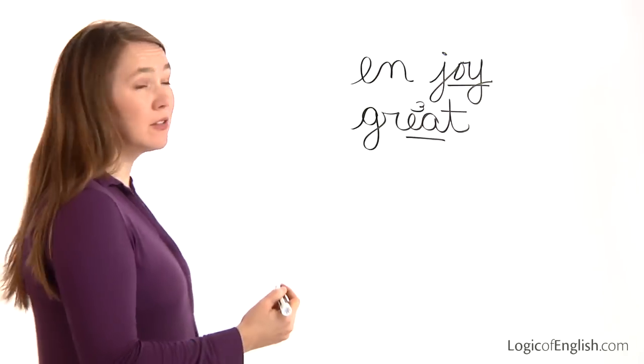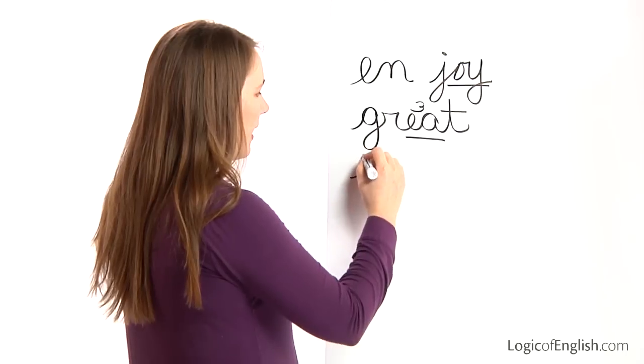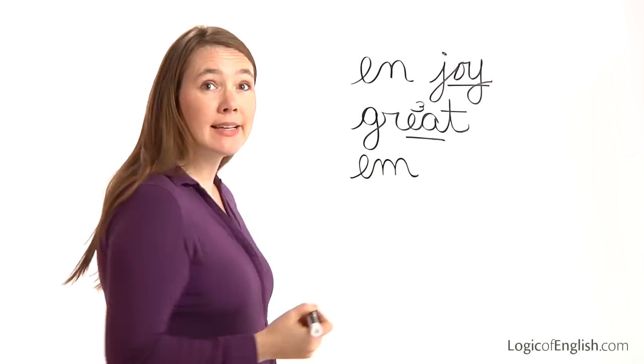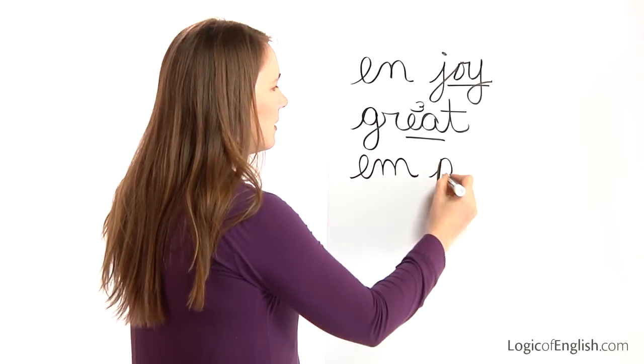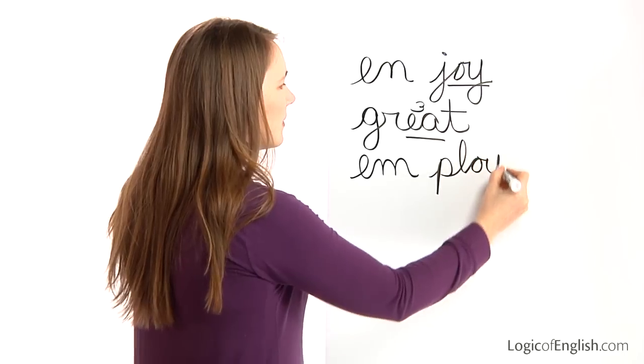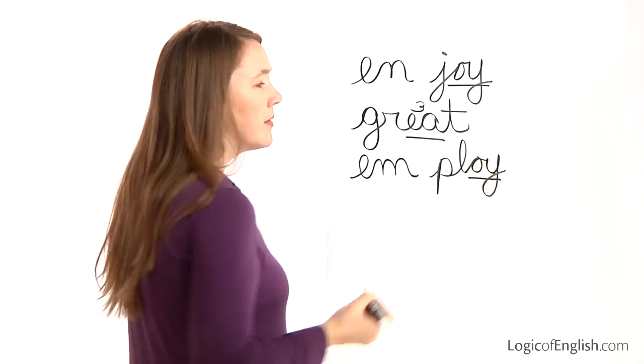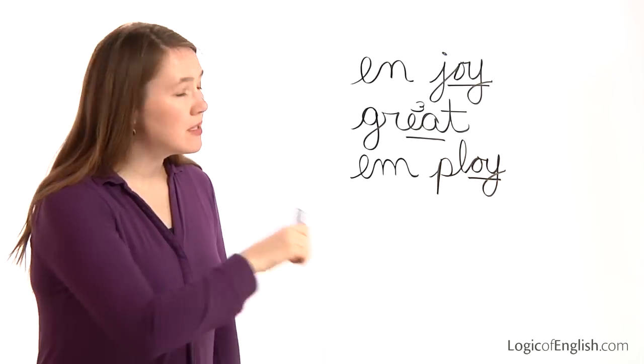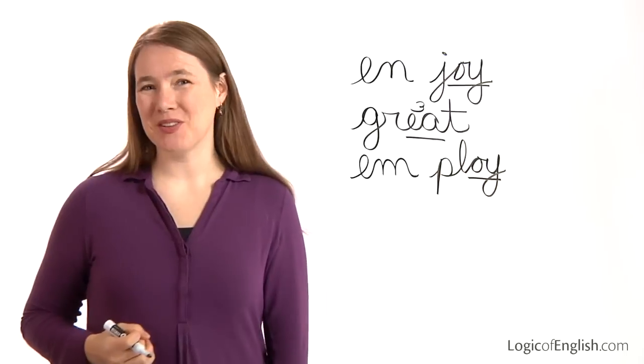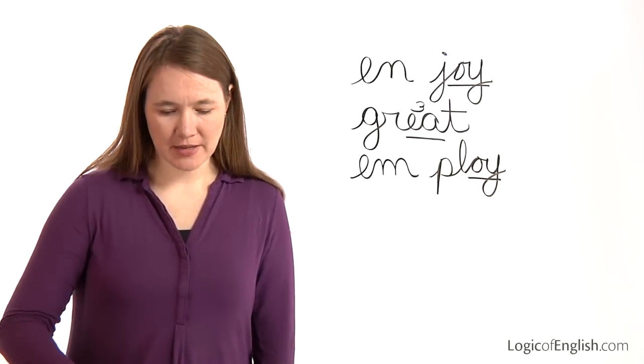And now help me to write it. The first syllable is em, E-m. The second syllable is ploy, P-l-oy. And how will we mark it? We'll underline the oy. And why did we use this oy? Because English words do not end in I, U, V, or J.